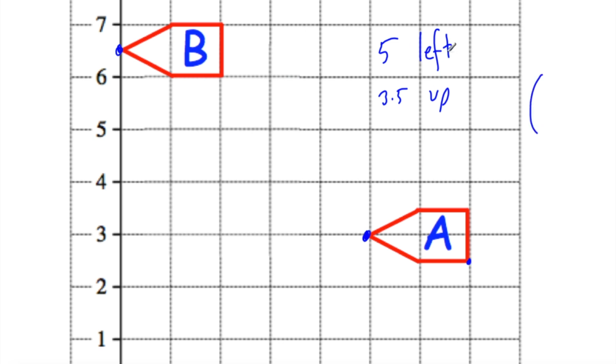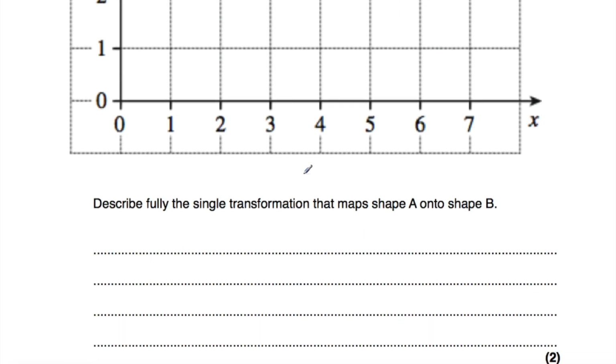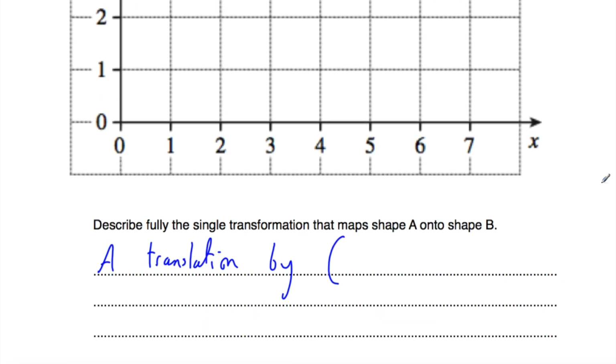And as a translation vector, 5 left would be -5. Remember, to the left is negative, to the right is positive. And 3.5 up would be 3.5. So that's our translation vector. So what's the single transformation that maps A onto B? A translation by the translation vector -5, 3.5. And that's it.